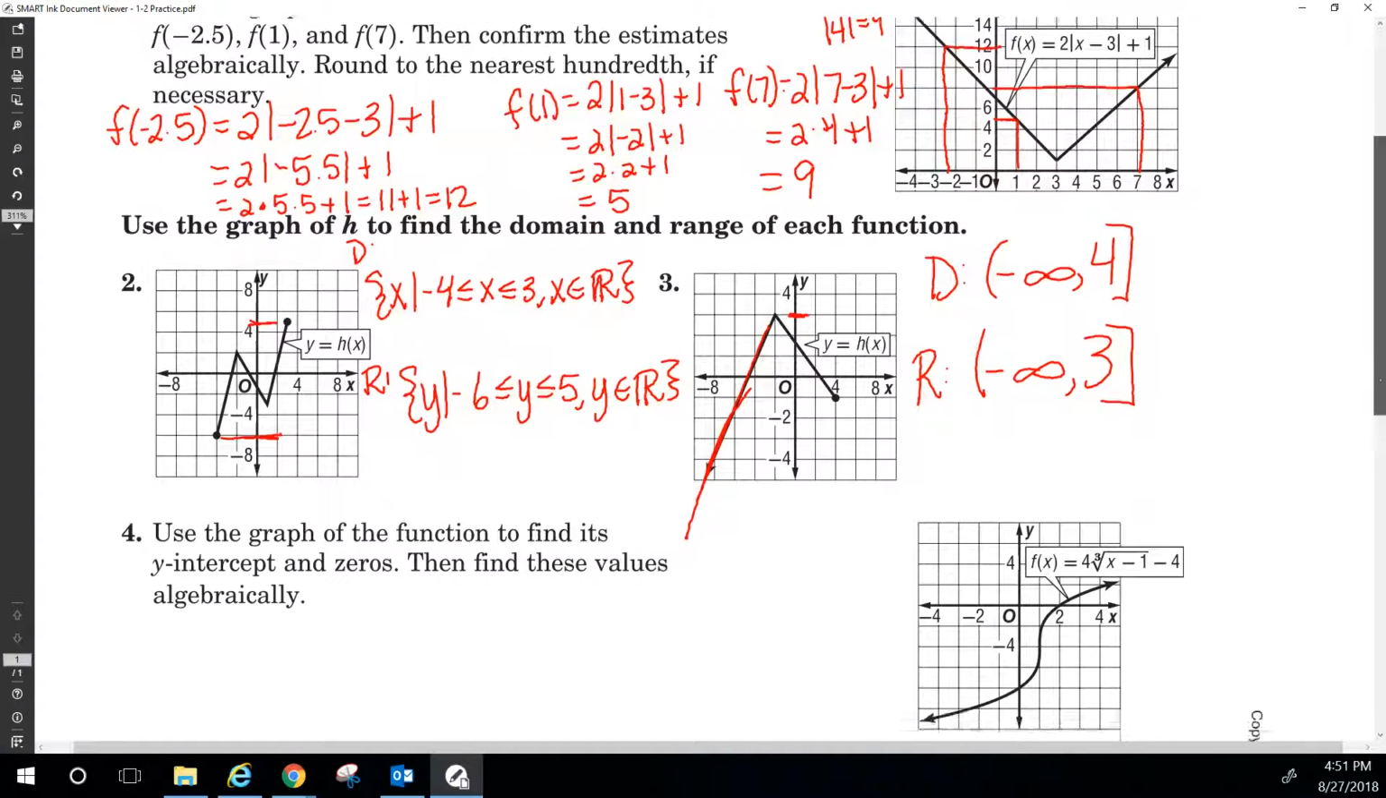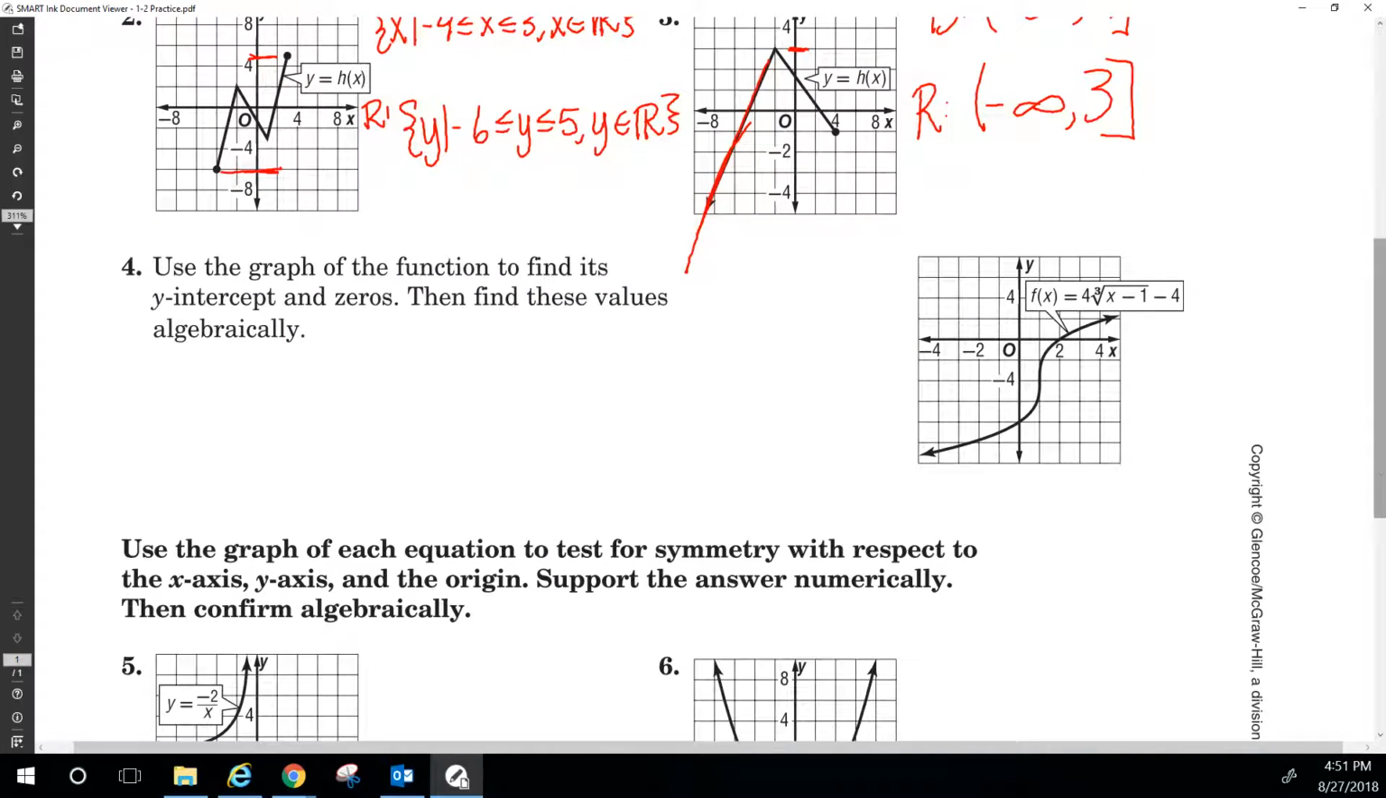All right, for number 4, it says use the graph of the functions to find its y-intercepts and zeros, then find these values algebraically. So my y-intercept appears to be down here. That would be negative 2, 4, 6, 8. So I think (0, negative 8) is my y-intercept. Notice it's (0, negative 8), which means x is 0. So to verify that, I'm going to plug in 0 for x and see what I get.